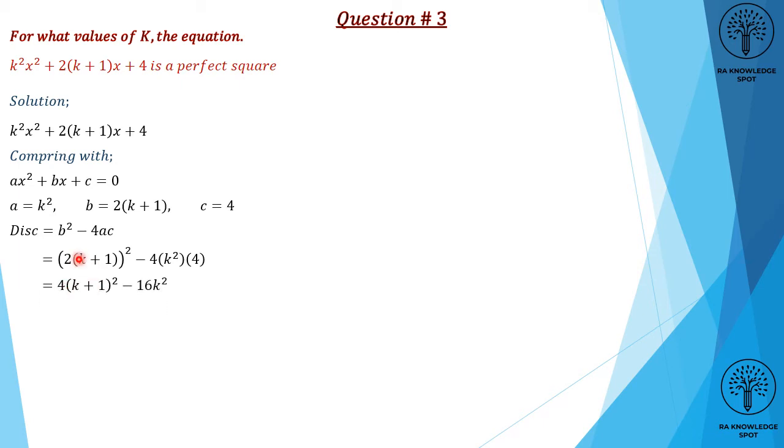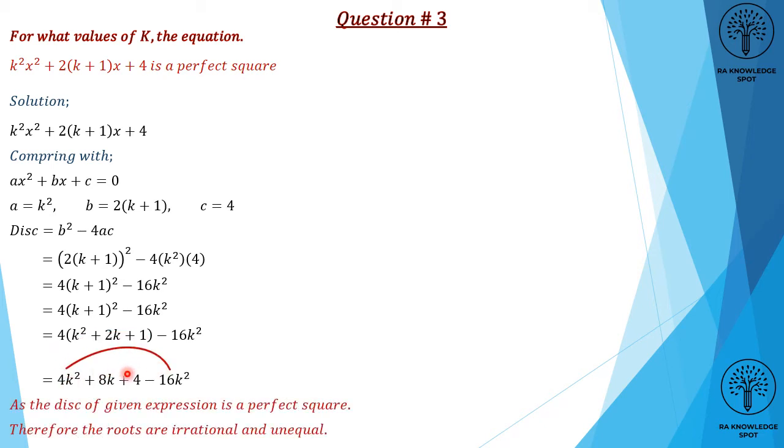Some more simplification: 2 2s are 4, (k plus 1) whole square minus 4 4s are 16, k square. Further simplification: we have to open the (a plus b) whole square formula, k square plus 2k plus 1 minus 16k square, and you have to multiply the whole bracket with this 4. Then they are the same terms, so we can solve them.